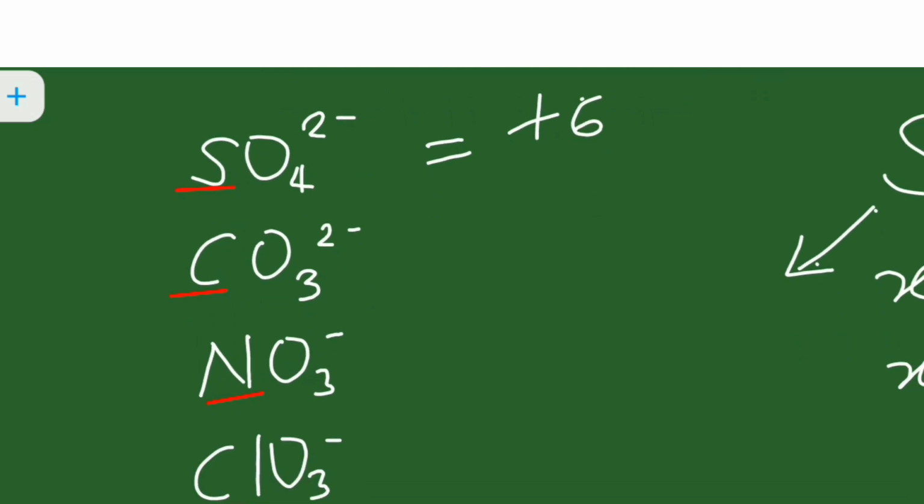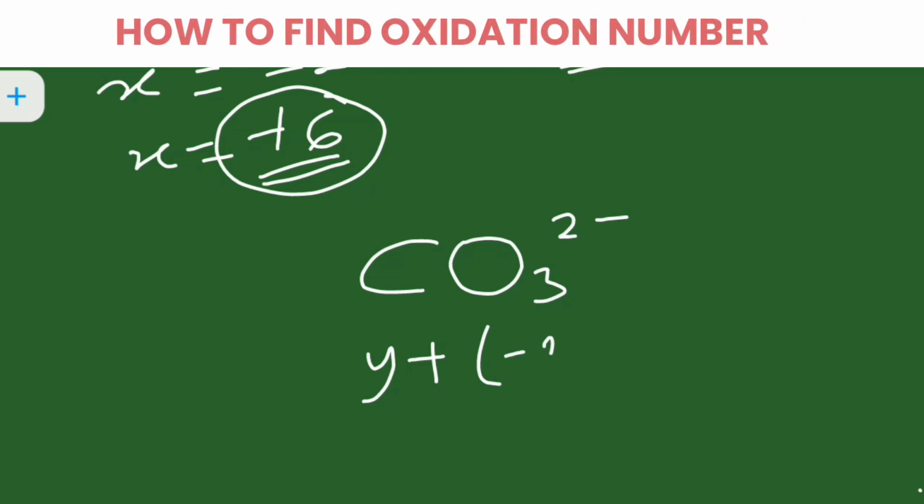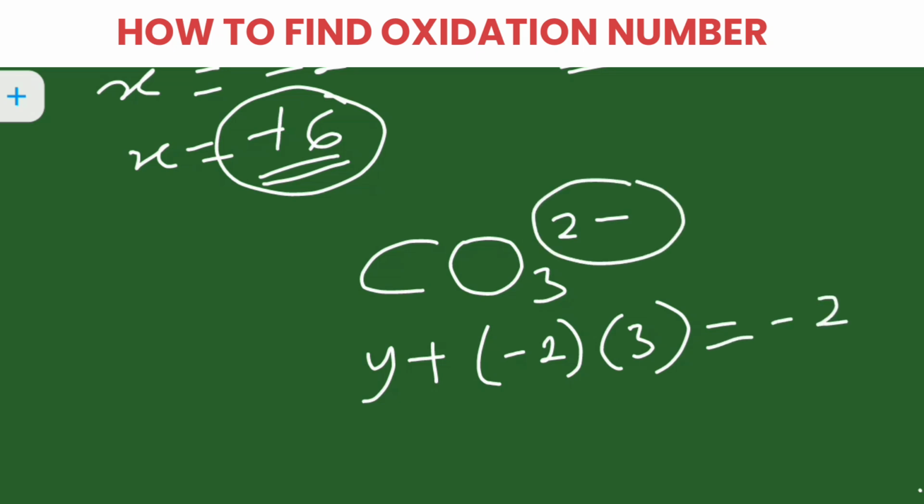So let's take the next one. The next one is CO3 2-. To find the oxidation state or number of carbon, the same way, the oxidation number of oxygen is -2 in this case. Let's use Y to represent carbon. The total oxidation number must be equal to -2. So I'm going to say Y plus the oxygen, -2, multiplied by this 3 here, must be equal to -2, which is the charge.